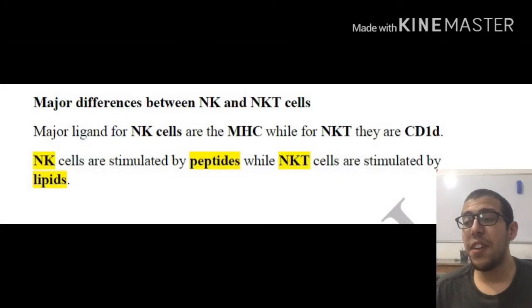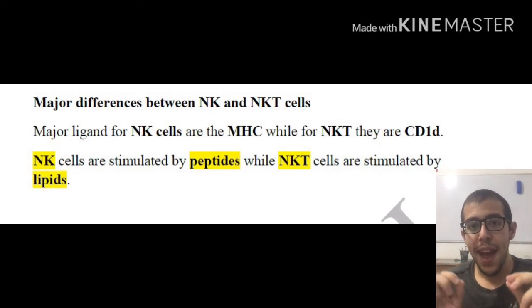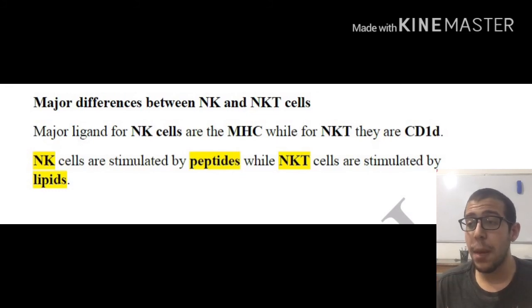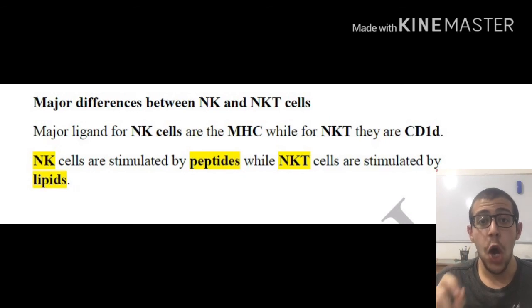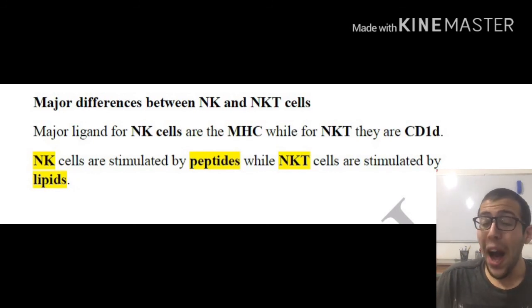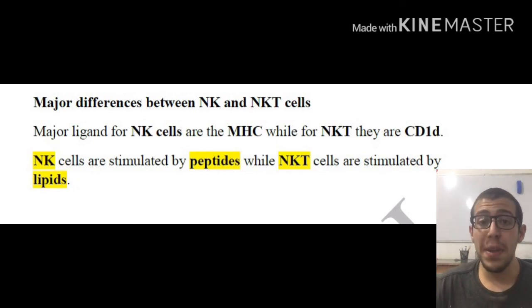At the end, I want to stress the major differences between the natural killer and the natural killer T cells. This is incredibly important, and there are some very important differences between them. First of all, the major ligand for the NK cells, or the natural killer cells, is the MHC class 1. I forgot to add it here, so it's the MHC class 1. While for the natural killer T cells, it's going to be the CD1D. Next, the NK cells are stimulated by peptides. We mentioned this also earlier, whereas the natural killer T cells are stimulated by lipids.